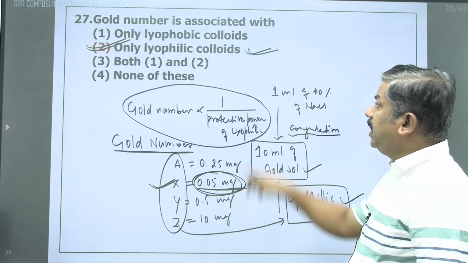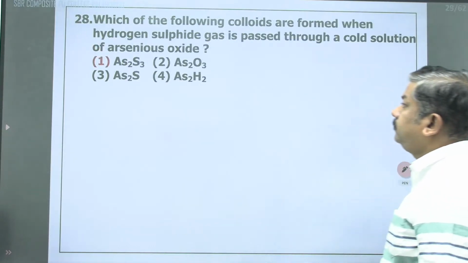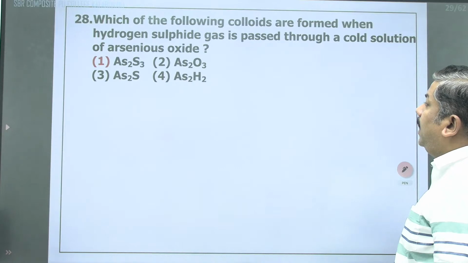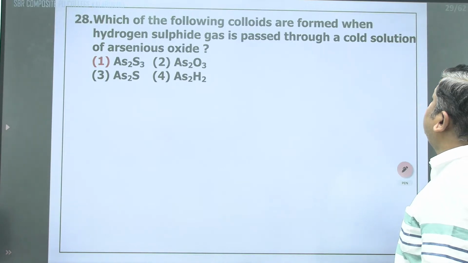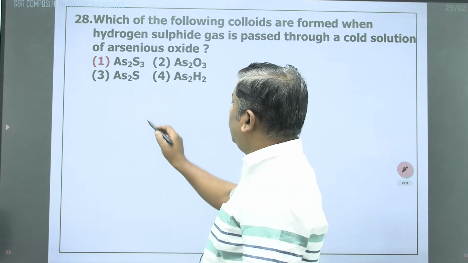27th, second option is correct. It is applicable for the concept of lyophilic colloids. Which of the following colloids are formed when hydrogen sulfide gas is passed through cold solution of arsenious oxide?